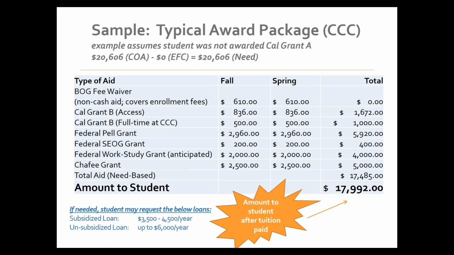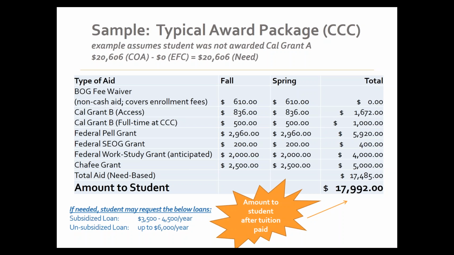The student can also receive the Cal Grant B, which is going to be 1,672 per year. There is another Cal Grant B for full-time students. Those students who are enrolled in 12 units receive an extra $500 per semester. The federal Pell Grant will be up to 5,920 per academic year.